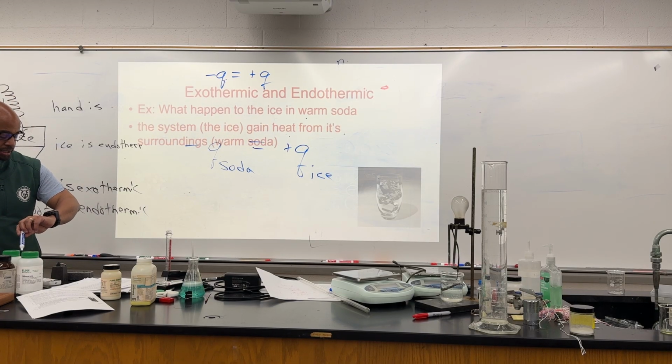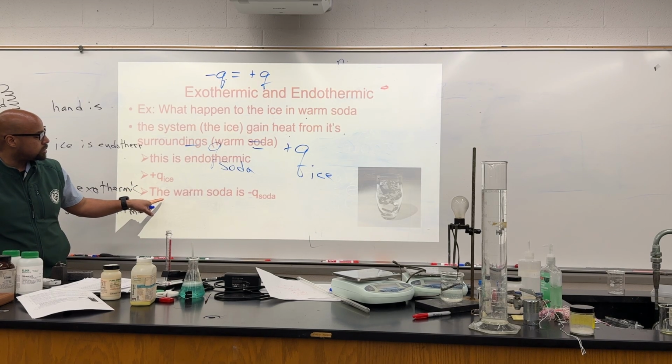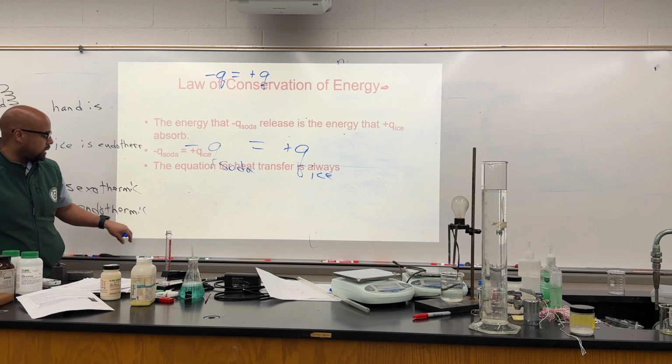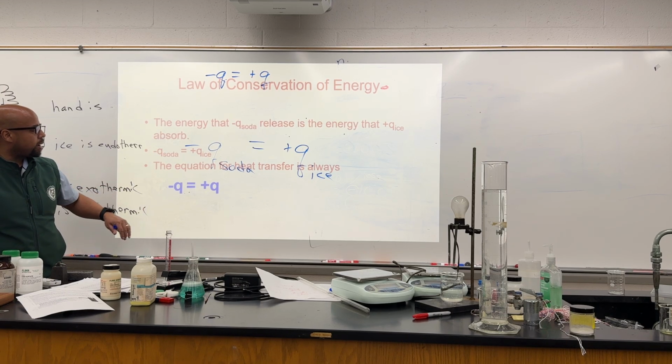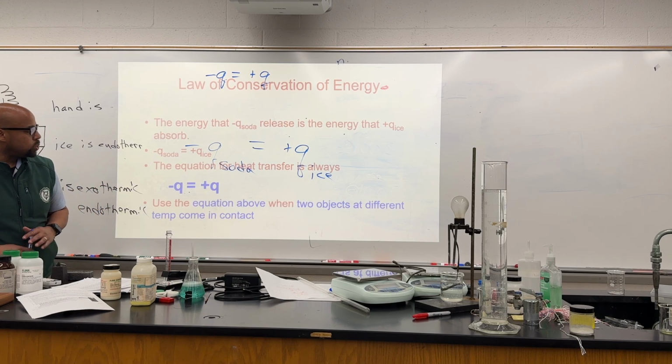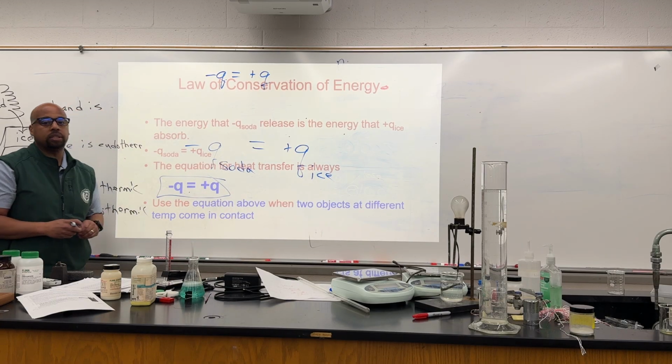All right, going through this last slide, we've got 1 minute here. So once again, we can define the Q of the ice as being positive. We said the Q of the soda is negative, which brings us to, once again, this exact same expression we have on the board, and then we just simply said it right here. Anytime we bring two objects together that have different temperatures, we are going to absolutely use this equation here.